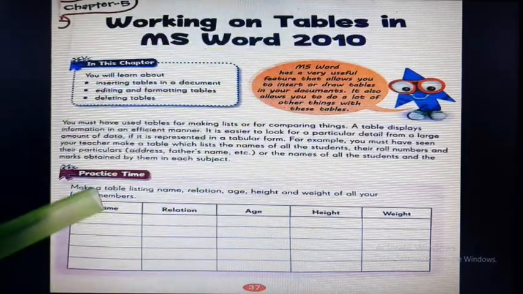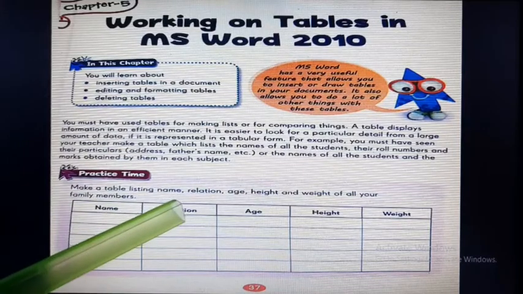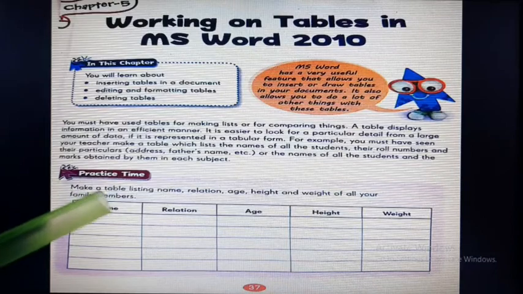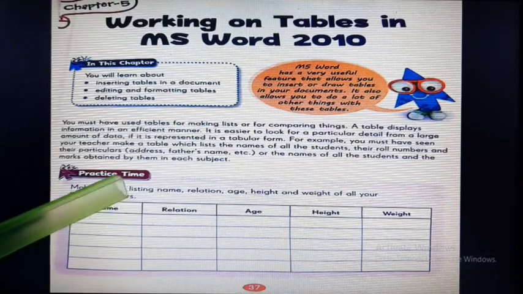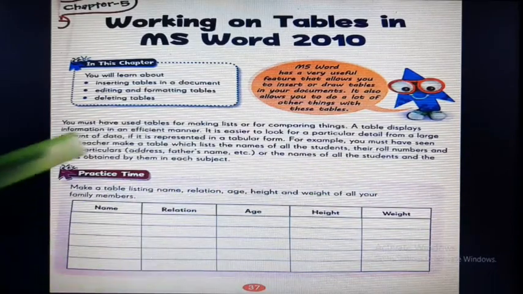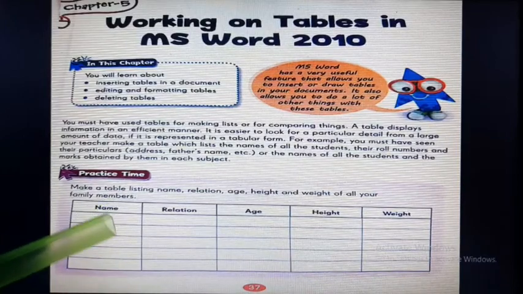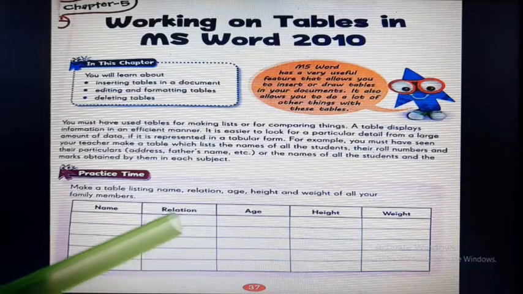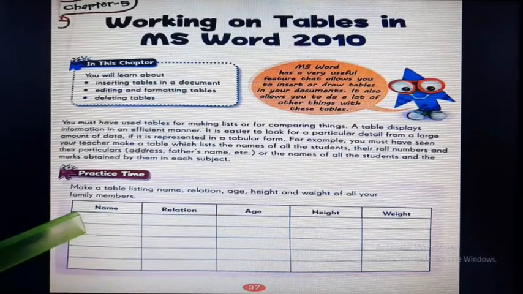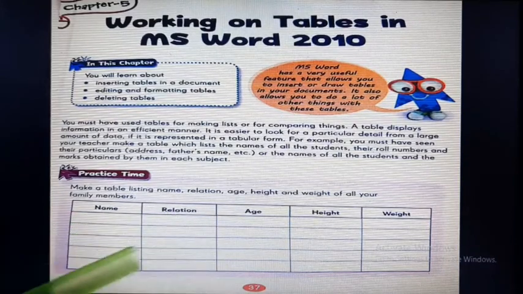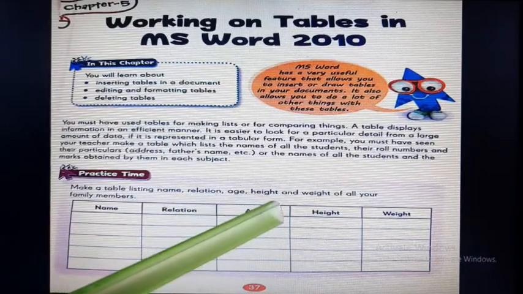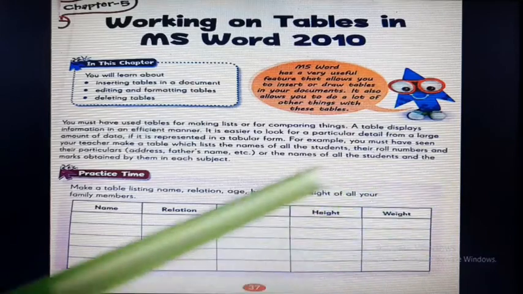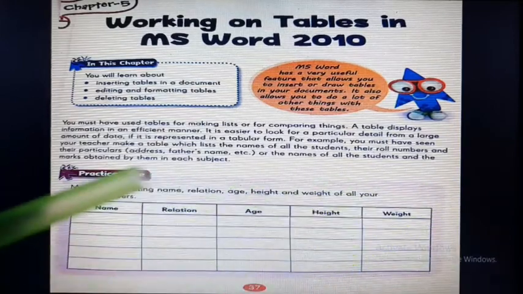MS Word 2010. Now make a table listing name, relation, age, height and weight of all the family members. Now if you have a computer you can make this table. The name of your family members, the relation: if it is your father, in relation you write father, the name, mother, name, brother, name, sister, name, uncle, like this. And the age you can mention here, the height you can mention here, the weight also you can mention here. This table you can practice at home also.